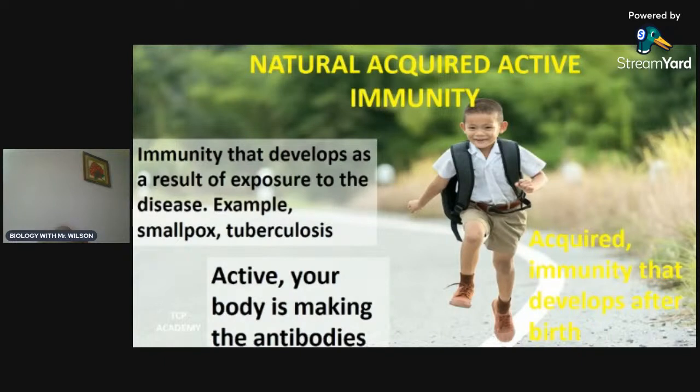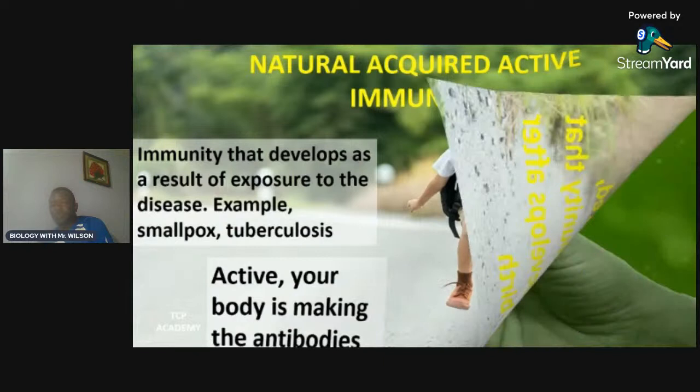So this type of immunity is one that develops as a result of exposure to the disease. Examples: smallpox and tuberculosis. Now, this youngster probably would have been exposed to the disease, and having been exposed to the disease over time, he would have gotten some immunity. So there's a great possibility here that he is now told that he's no longer suffering from the disease, he's immune to the disease, because his body would now be making the antibodies to fight off the particular disease. Who wouldn't be happy? That's what most persons would be saying.